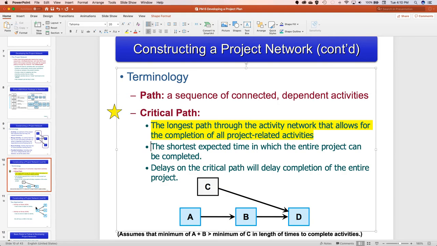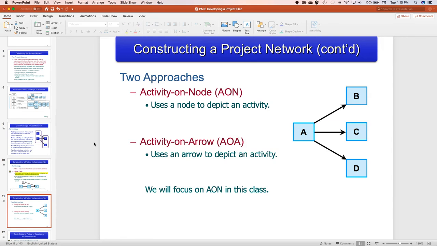All right? Now, usually there are two approaches to doing a project network diagram. Yes, Tom, the path does show how each of those activities are connected. So let's take a look at this one. You can see that you have to do A before you can do B, C, and D. So it shows how each of them are connected. Now, it does not tell you why they are connected. It simply shows you how and that they are. Does that make sense?